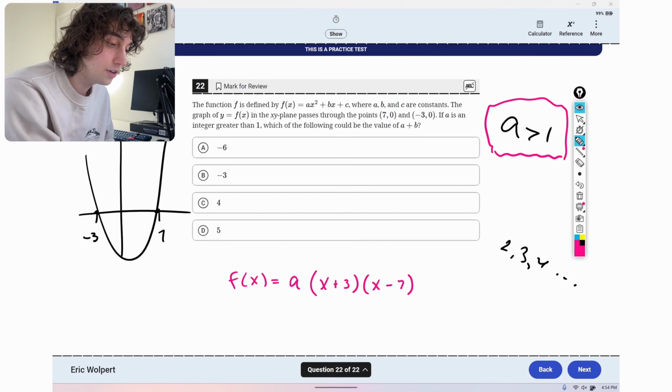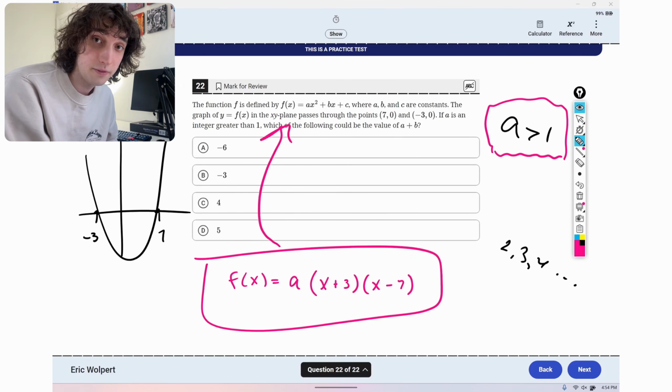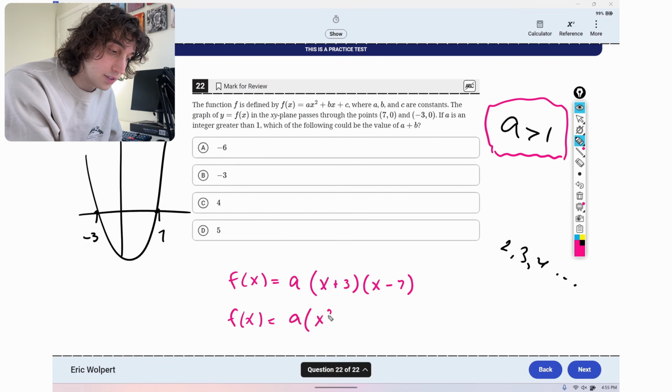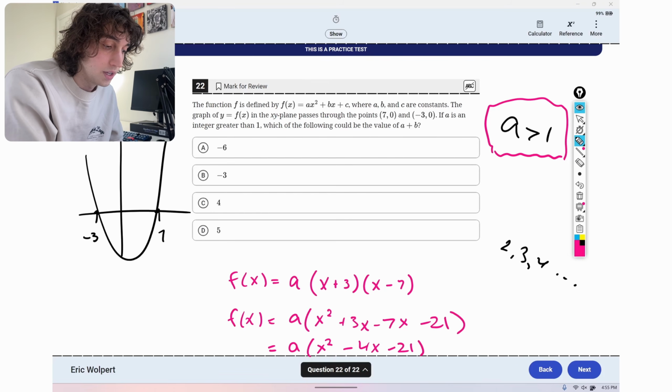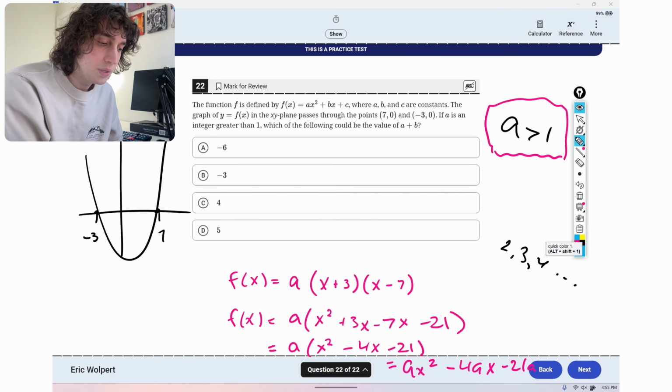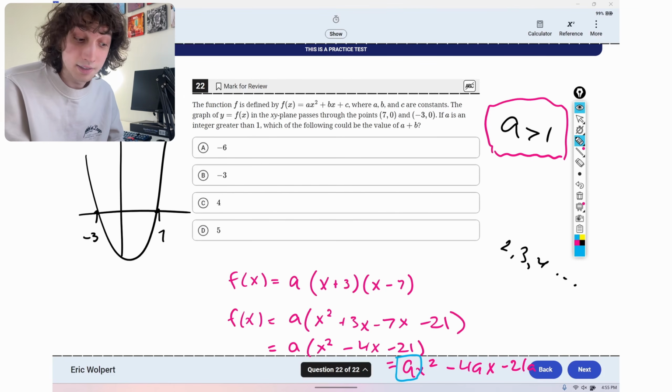Well, we need to convert this factored form that we're given into the ax squared plus bx plus c form that we actually want to be able to use. So we do FOIL, get x squared plus 3x minus 7x minus 21. That's a times x squared minus 4x minus 21. And we still need to distribute this a to really get us into this form. So we get ax squared minus 4ax minus 21a. Why did we do all this? Because now we can clearly identify our a is equal to a. Didn't see that one coming.